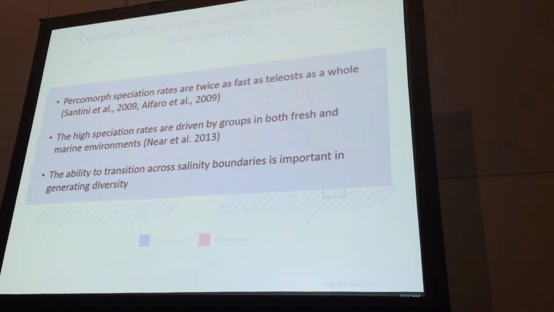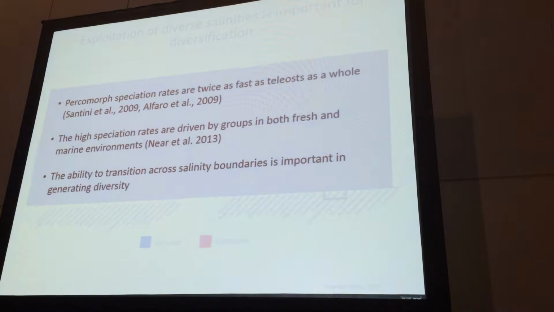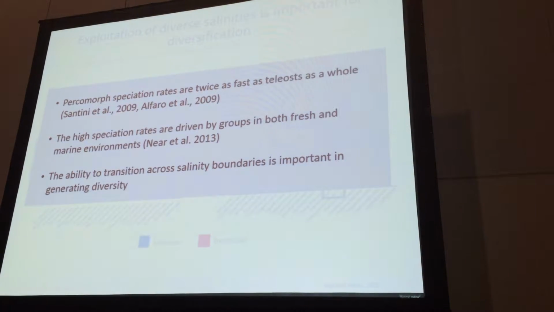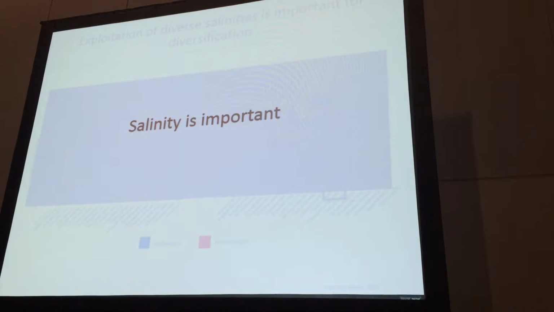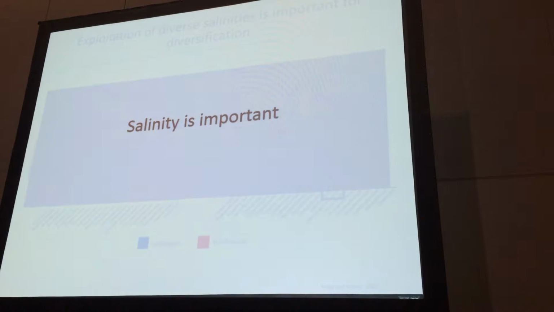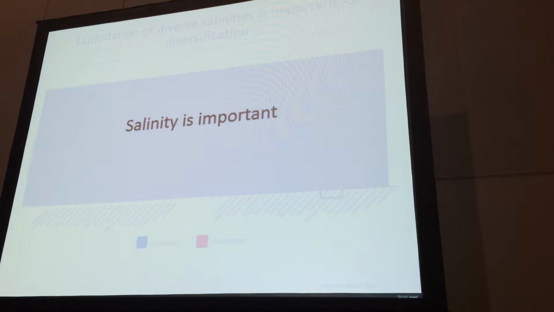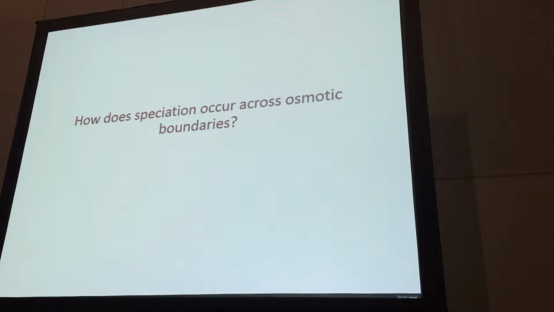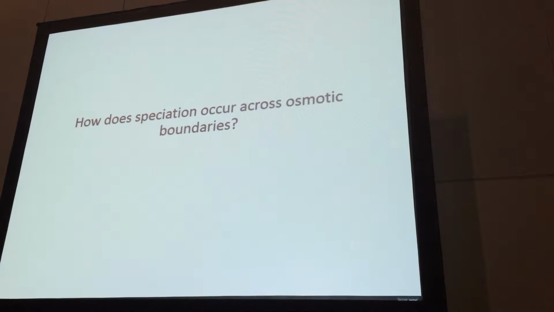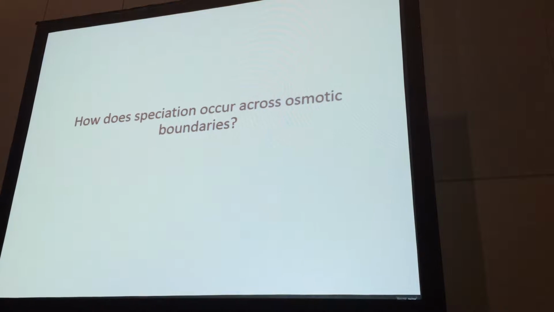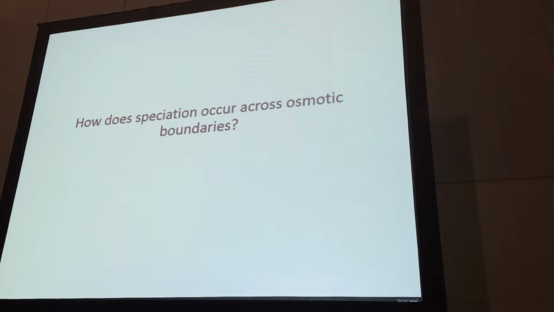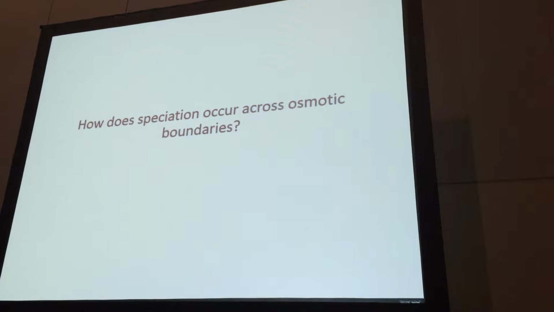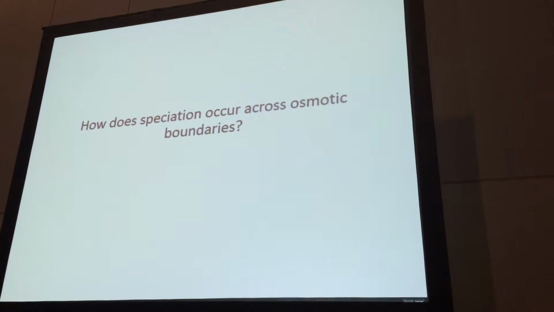And so from all of this, I think it's safe to say that salinity is an important factor in generating diversity, and more generally, it's important in aquatic organism speciation. But what we really don't know is how speciation actually occurs across osmotic environments. What we can do is look at groups of fish that have managed to make this transition multiple times in order to get an idea of the processes that have generated broader patterns of biodiversity over time.